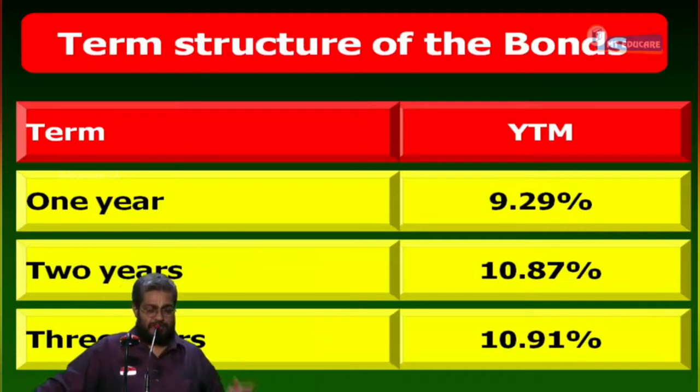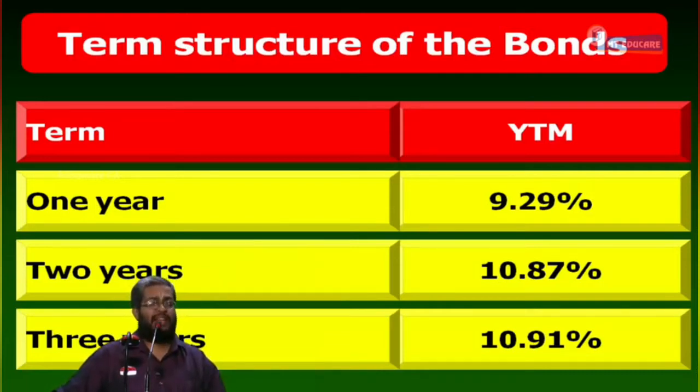A 1-year bond is trading at a yield of 9.29% and a 2-year bond is trading at an average yield of 10.87% per annum.